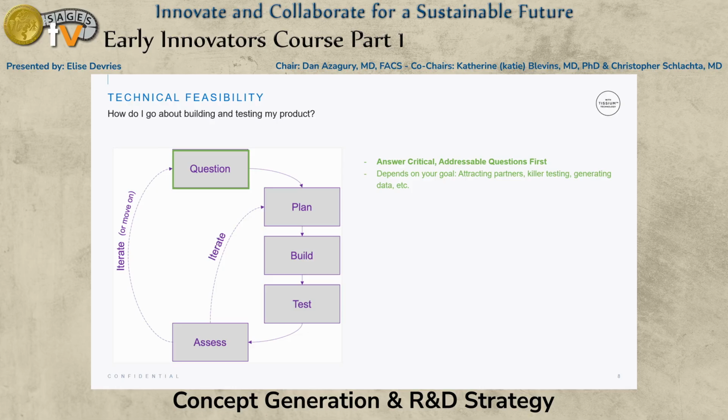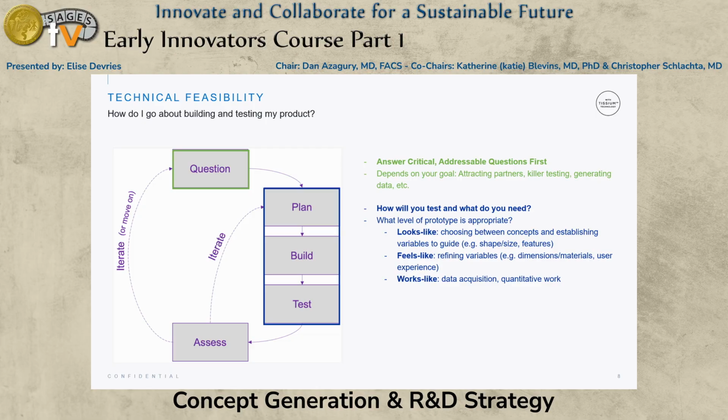So when you look at technical feasibility, right, as I said, it's an iterative process, but you start with your questions, right? Like you did with brainstorming, lay out a laundry list of things that you're curious about, figure out what you need to test, and how. You can even start with how, but really what are the things you're thinking about? And depending on your goal, you'll pick the most critical one to answer first, right? It could be about killing something, it could be about attracting a partner, generating data. Once you know the specific question you want to answer, you get to your planning, building, and testing.